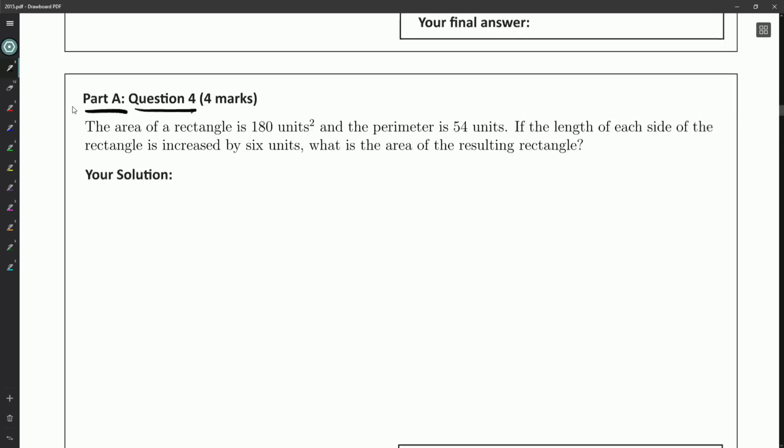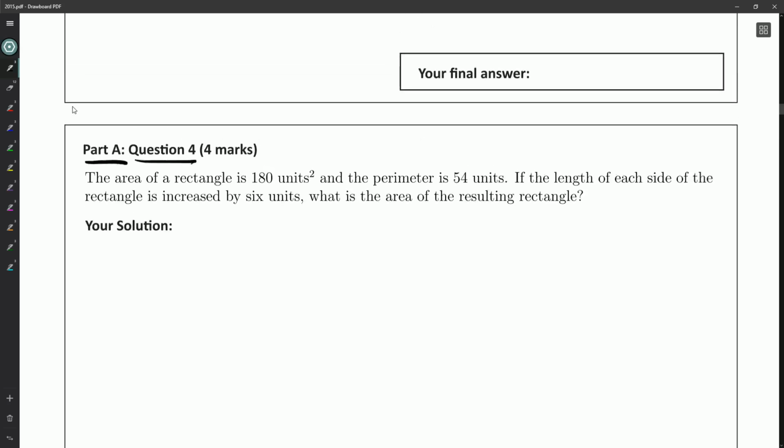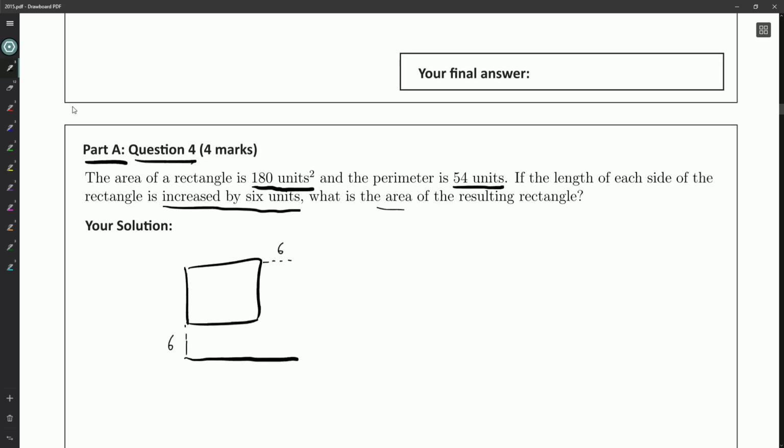So the area of a rectangle is 180 units squared, and the perimeter is 54 units. If the length of each side of the rectangle is increased by 6 units, what is the area of the resulting rectangle? So we've got a rectangle, and then it goes out by 6, by 6, and then we make a much bigger rectangle.